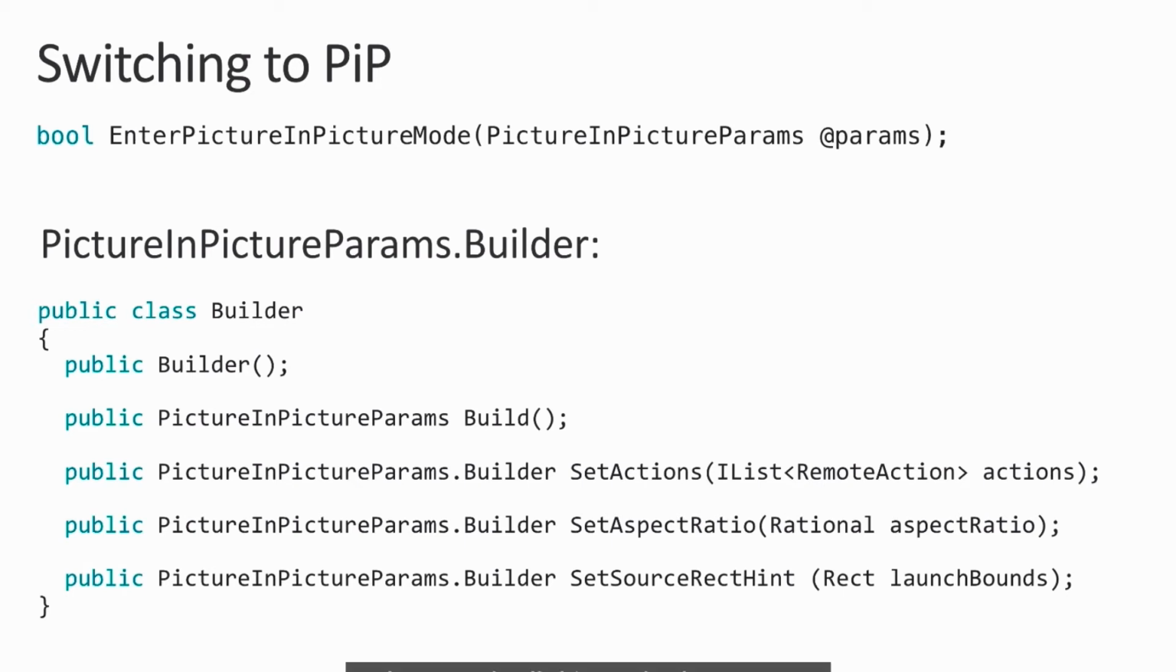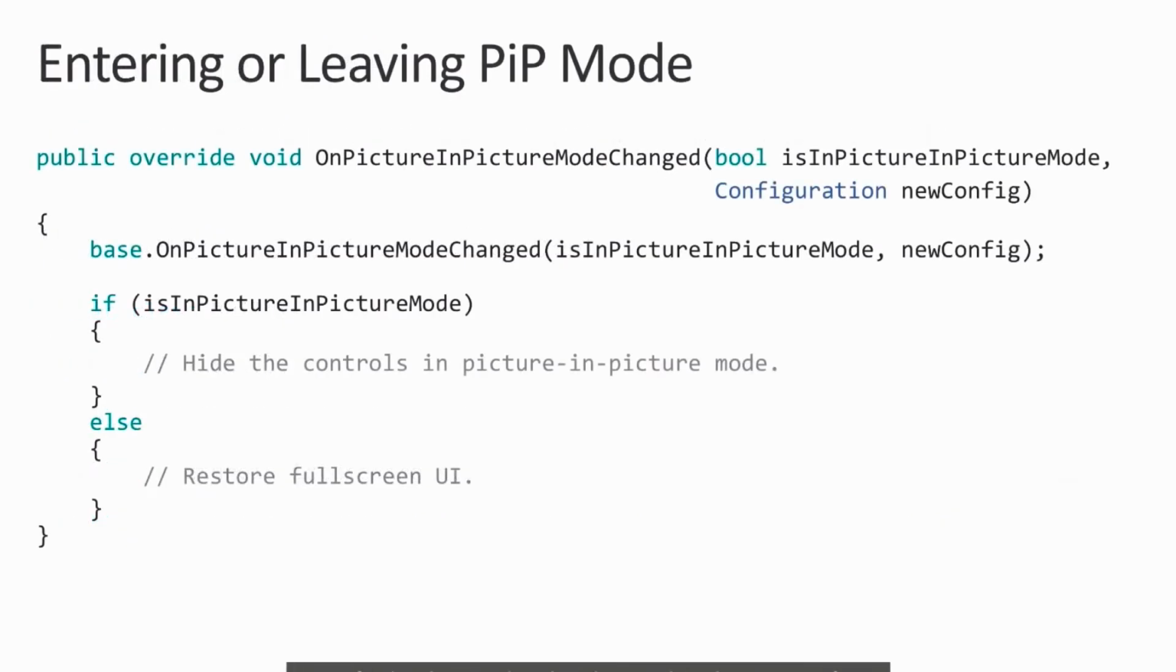And so you'd call this method, create your picture-in-picture params, and away you go. Your device is running in picture-in-picture mode. Or, sorry, your activity is running in picture-in-picture mode. Now, as the activity enters or leaves picture-in-picture mode, Android will invoke this method, onPictureInPictureModeChanged. And this is your activity's chance to update the UI in response to exiting or entering picture-in-picture mode.